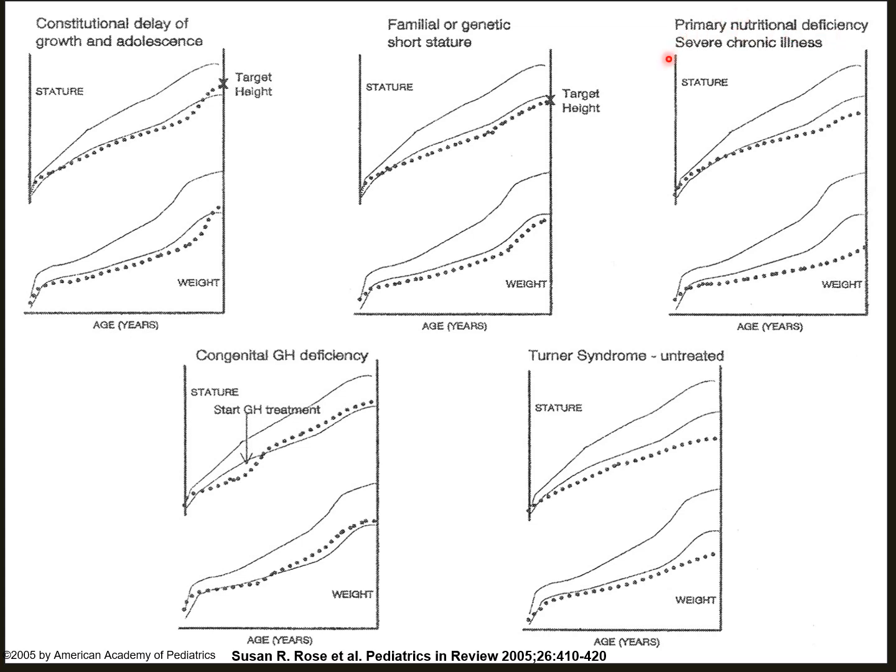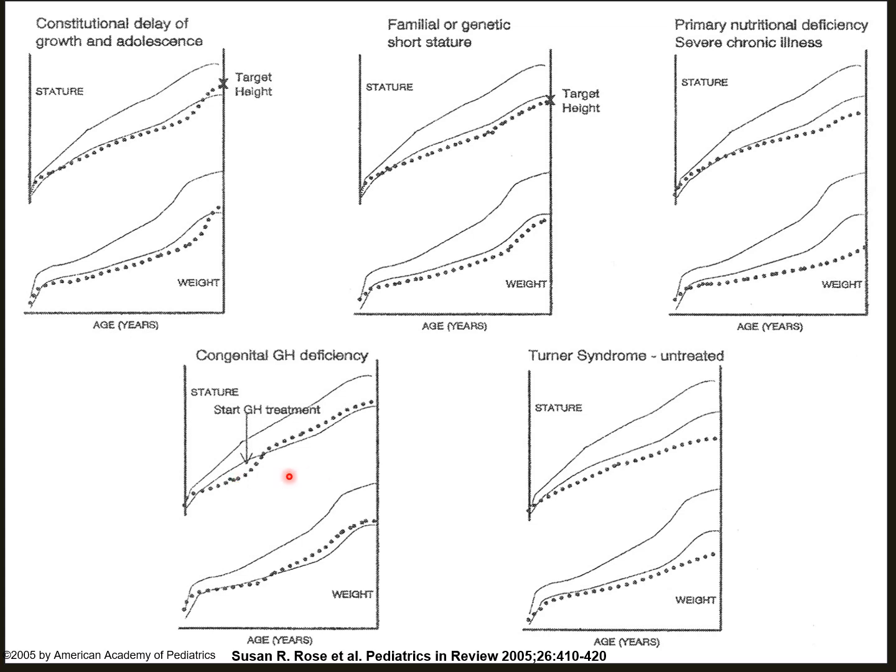Primary nutritional deficiency or severe chronic illness: the weight here will be much more affected than the height. So if you see initially the weight is more affected than the height, this is nutritional, gastrointestinal, or chronic disease. Next one is congenital growth hormone deficiency. Initially in this case the length or height was normal, then it starts to decline and the growth velocity is below normal. Growth hormone deficiency was confirmed, then this child received growth hormone therapy, and the linear growth started to normalize. So again, the growth velocity here is subnormal or abnormal.